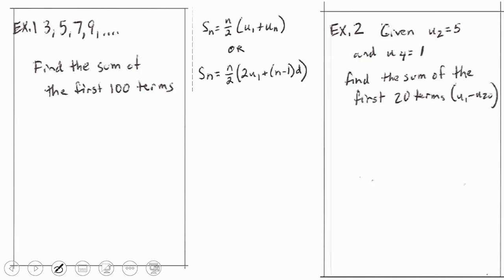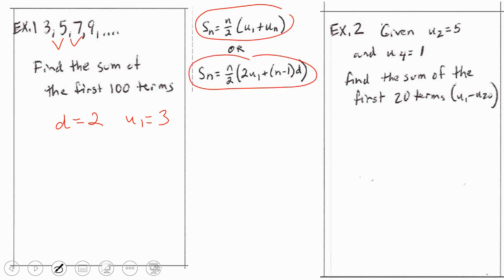The next thing we can do is find the sum of these different sequences. And the first thing you got to do is determine what kind of sequence it is. So if you look, this is on the examples for sum of arithmetic sequences. So I know it's arithmetic. Sometimes I don't. But I know the common difference is 2. And I know the first term is 3. And so then I can plug in using either one of these two formulas.